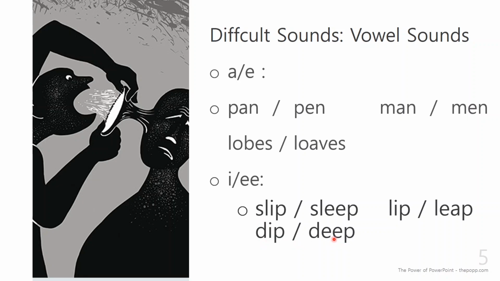Now, you can also hear it, hopefully, since we talked about the syllabic stress. Where am I placing stress? You can hear it: dip, deep. Because it's a longer sound, it necessarily must get stressed. So slip and sleep, lip and leap, dip and deep.